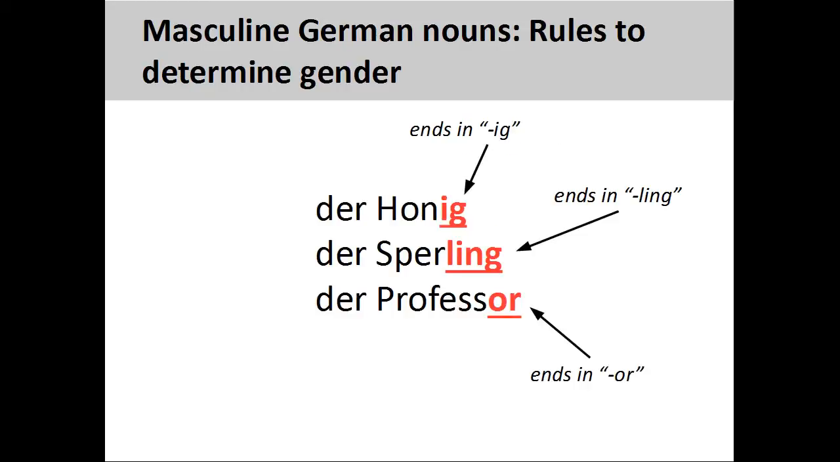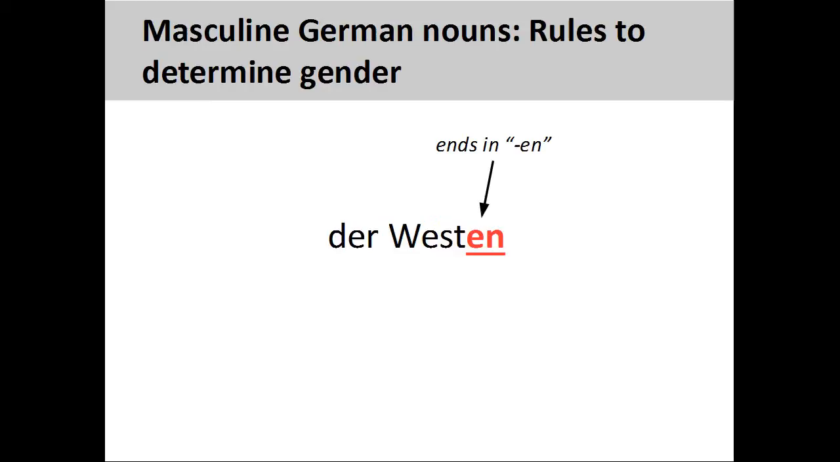Nouns ending in ig, ling, and or, such as Honig, honey, Sperling, sparrow, and Professor, professor, are masculine. Finally, most nouns ending in en, such as Westen, the West, are masculine.